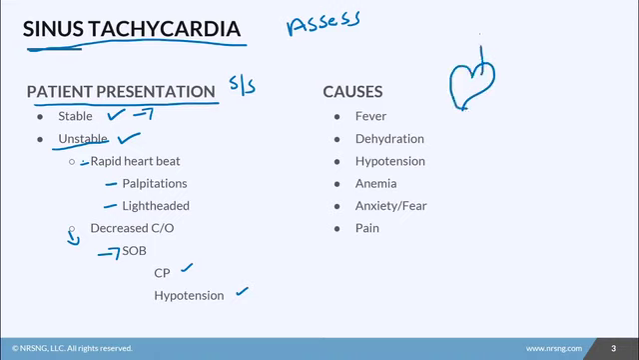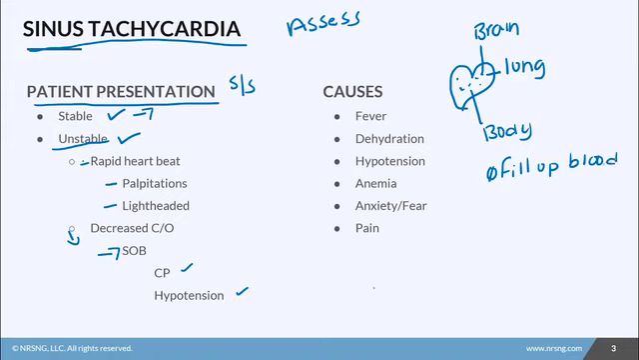Our heart is responsible for sending blood to the brain, to the lungs, to the body, and to the heart itself. So when the heart is contracting really, really fast, it does not have enough time to fill up with blood. So if it does not have enough time to fill up with blood, the stroke volume is going to be decreased. And the stroke volume is the amount of blood that's ejected with each contraction.